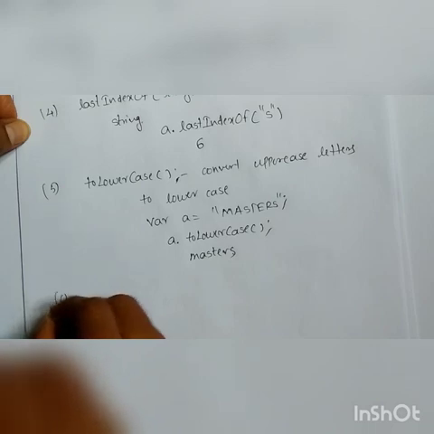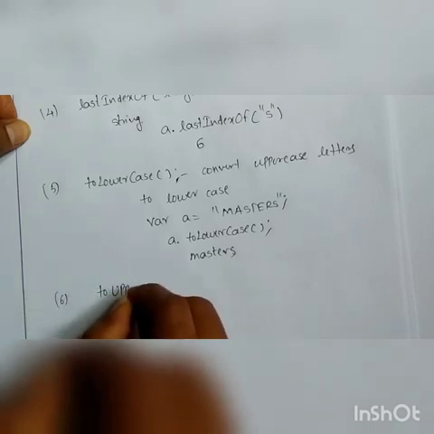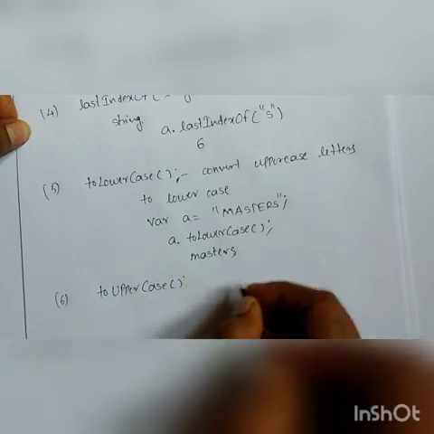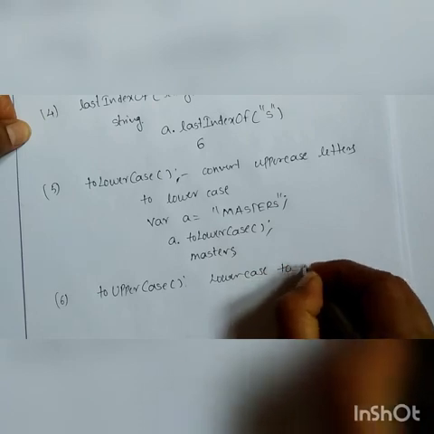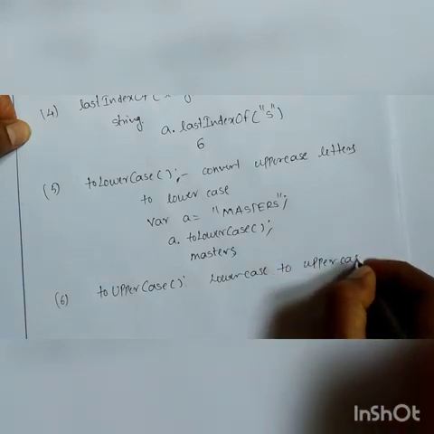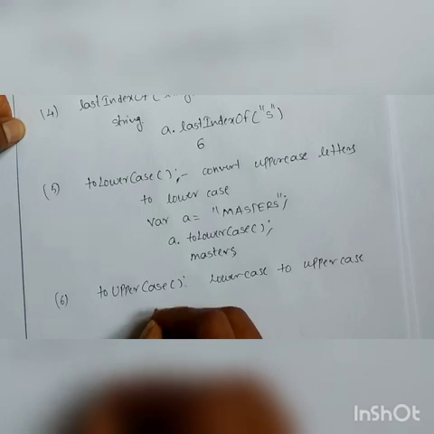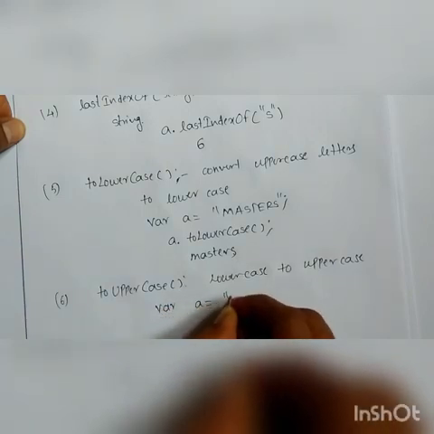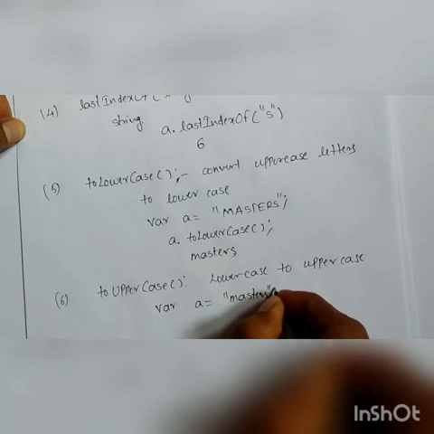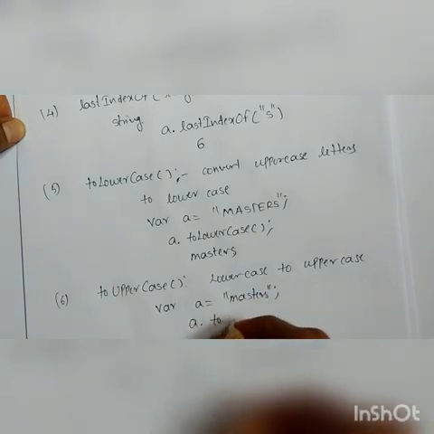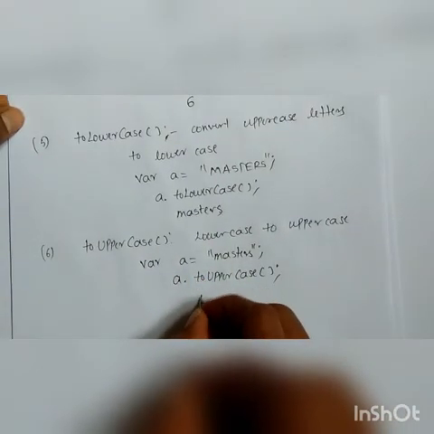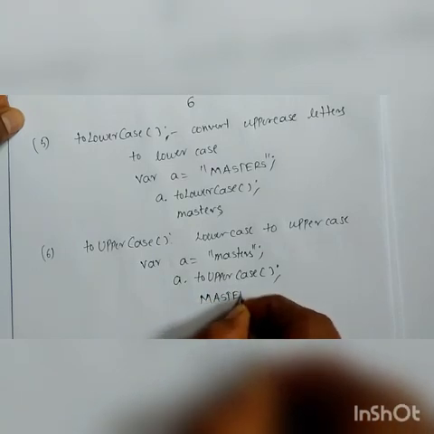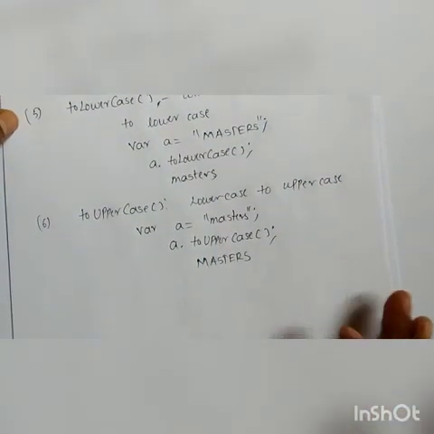And next, another one: toUpperCase, U and C capital. This converts lowercase characters into uppercase characters. Small letters are converted into capital letters. So let us take var a is equal to small letters, masters. Here I am converting a.toUpperCase, U capital and C capital. There is no space in between the methods. So it will return the capital letters, MASTERS. So this is toUpperCase.